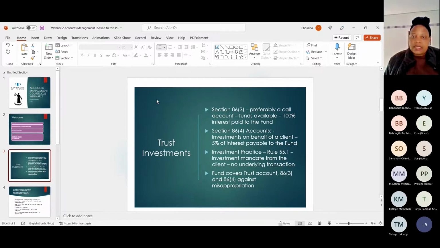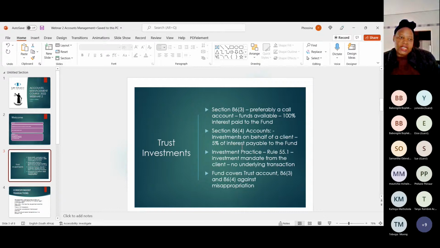So Section 86.3 and 86.4 and also 86.2, which is the trust account, enjoy the benefit that if ever anything happens, or if there's misappropriation or a loss pertaining to the client's funds, then the clients are able to go and claim from the fund. Of course, they've got their terms. It's not like they would automatically just pay.